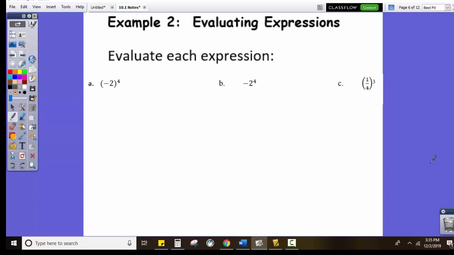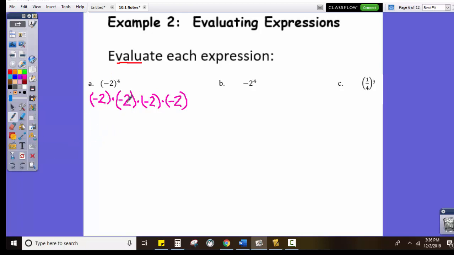Okay, for example 2, we're going to evaluate expressions. So if you're kind of wondering, what does evaluate mean? Look at the word value inside of evaluate. It just means find the value of what it equals. So for A, I have -2 to the 4th power. So that means I'm going to take -2 and multiply it by itself 4 times. So I have -2 times -2 times -2 times -2. Then I have 1, 2, 3, 4 of them.